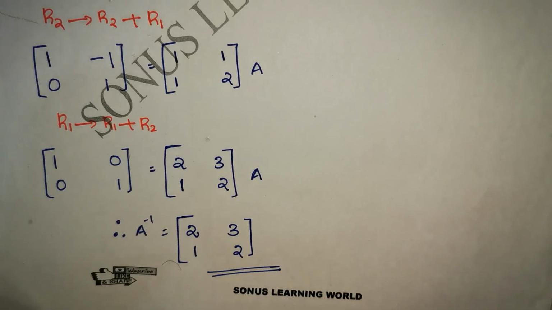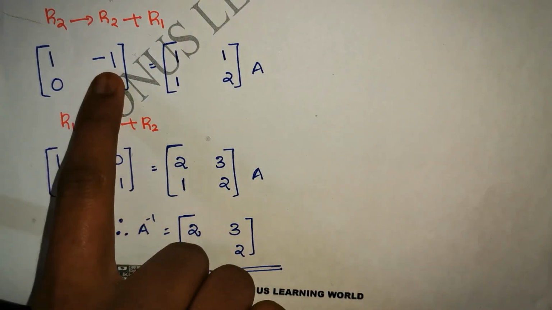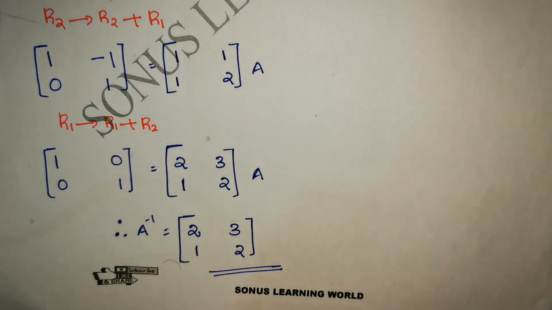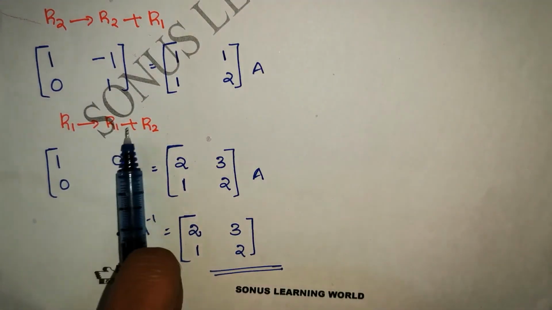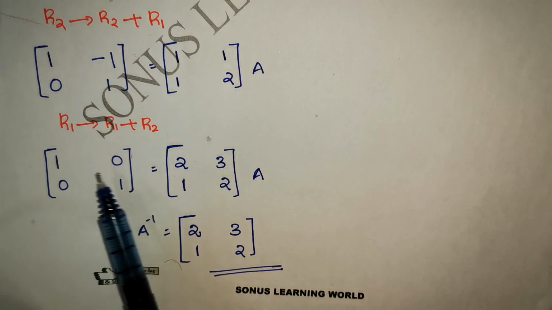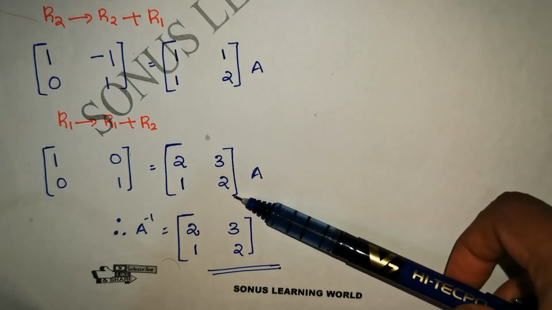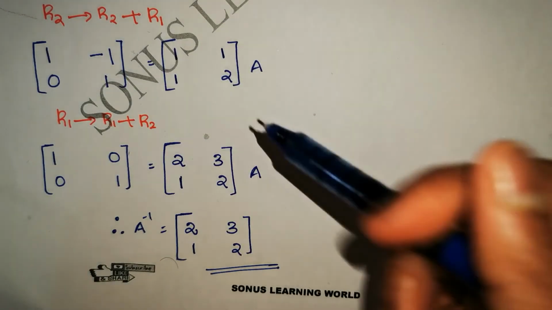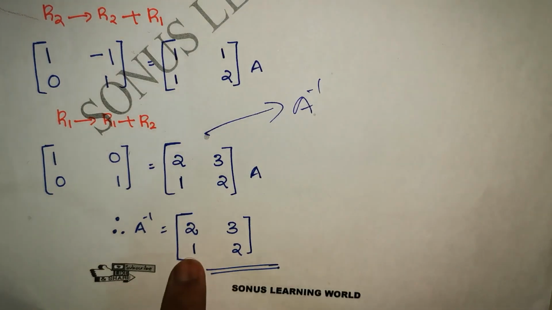Okay. So what is the next step? Okay, only one more change. That is here we have to make 0. That is very easy. We can add these two rows. Okay, so R1 changes to R1 plus R2, so it will become 1 0 and 0 1, that is equal to, I am adding these two elements 2 3 1 2 into A. So this is our A inverse. Okay, so our answer is 2 3 1 2.